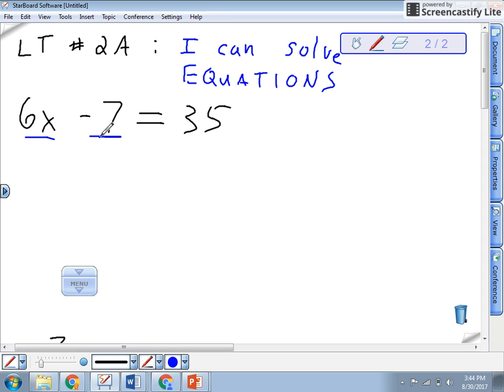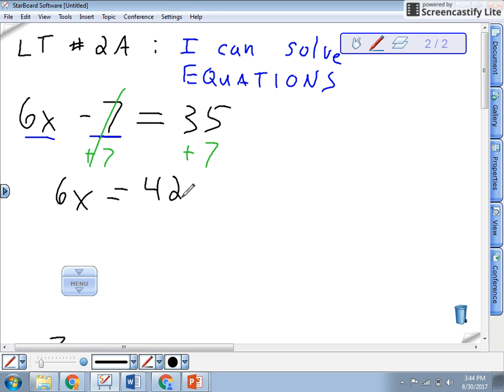So in this case, this minus 7, we want to get that to the other side. To do that, we have to do the opposite operation. The opposite of minus is add, so we're going to add 7. Since I added 7 to this side, I must add 7 to the right side. Look what happens here. Minus 7 plus 7 cancels out. So when I rewrite this, I have 6x equals 35 plus 7 is 42.